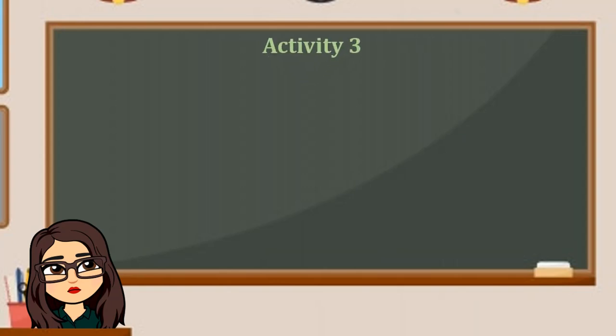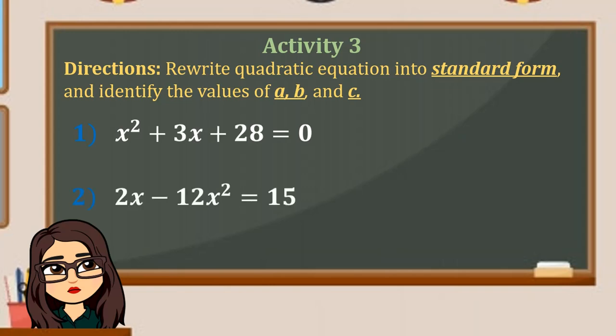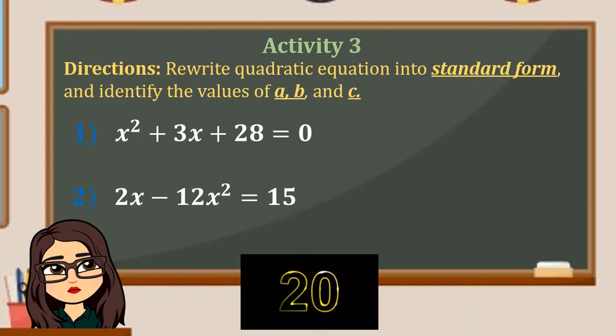Let us now proceed with activity number 3. Directions: rewrite quadratic equation into standard form and identify the values of a, b, and c. Equation number 1 is x squared plus 3x plus 28 equals to 0. Second equation is 2x minus 12x squared equals to 15. Again, before identifying the values of a, b, and c, make sure po na nakasulat na sila sa standard form. Again, 20 seconds to answer this activity. 20 seconds starts now.